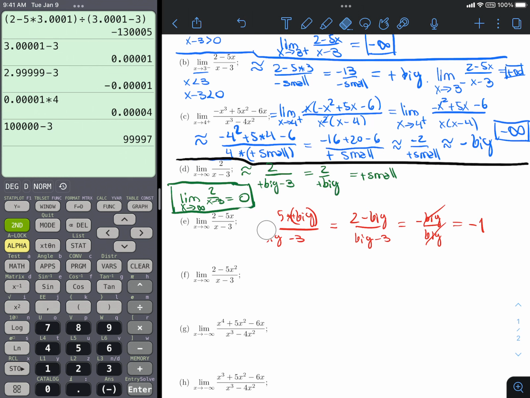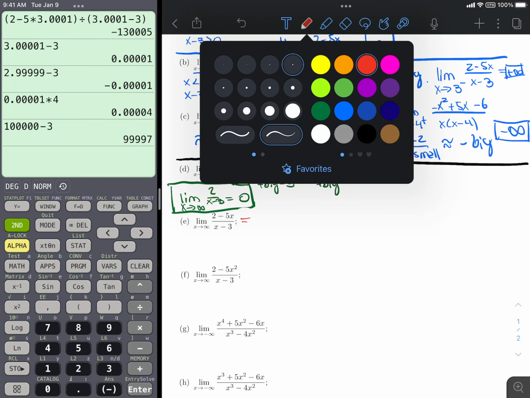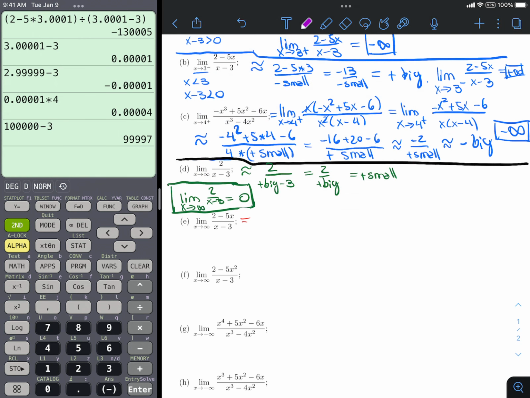Here's the way to reason through. So I'll erase this so we can start over. We're going to look at the top and bottom of the fraction. We're going to look at the highest exponent that we have. They're both x to the first, and then we're going to divide both top and bottom by x. x is not 0, so we're allowed to do that. And now I'll change back to, let's say, purple, so you see the difference. And then I'll do the limit.